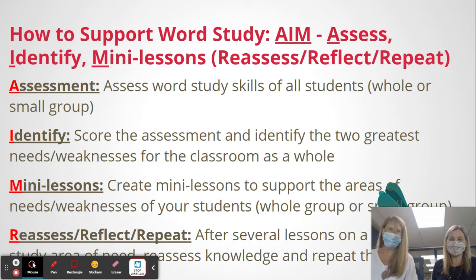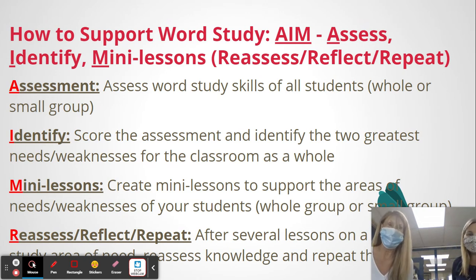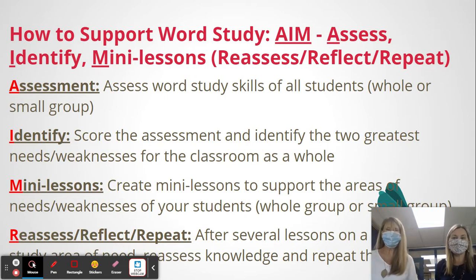So we have an acronym, AIM, that we're hoping will help you remember the process that we will use as we're approaching word study. The A in AIM stands for assessment, which means we assess word study skills of all students, and we can do this whole group or small group. And then the I stands for identify, where we're going to score the assessment and identify the 2 greatest needs or weaknesses that your classroom will need.